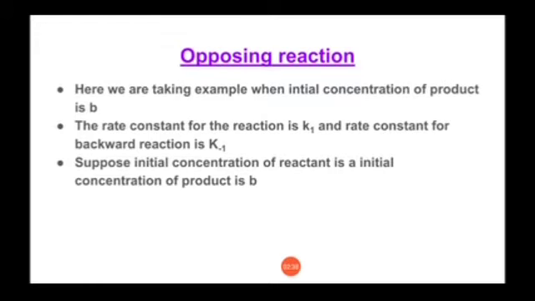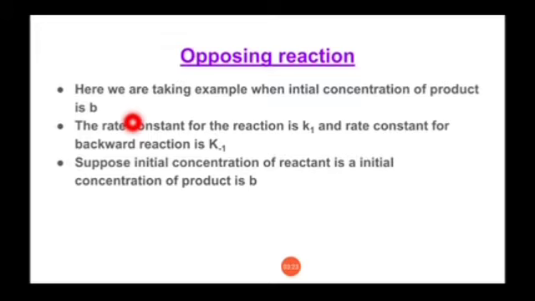So students, first of all, it's the kinetics of opposing reaction. Of course, the first part of this opposing reaction we have already done in my previous video, where we took the example in which A converts into B, where the initial concentration of product is 0. Now here we are taking the example when the initial concentration of product is B. So these are two different theories, and that is the second portion of opposing reaction.